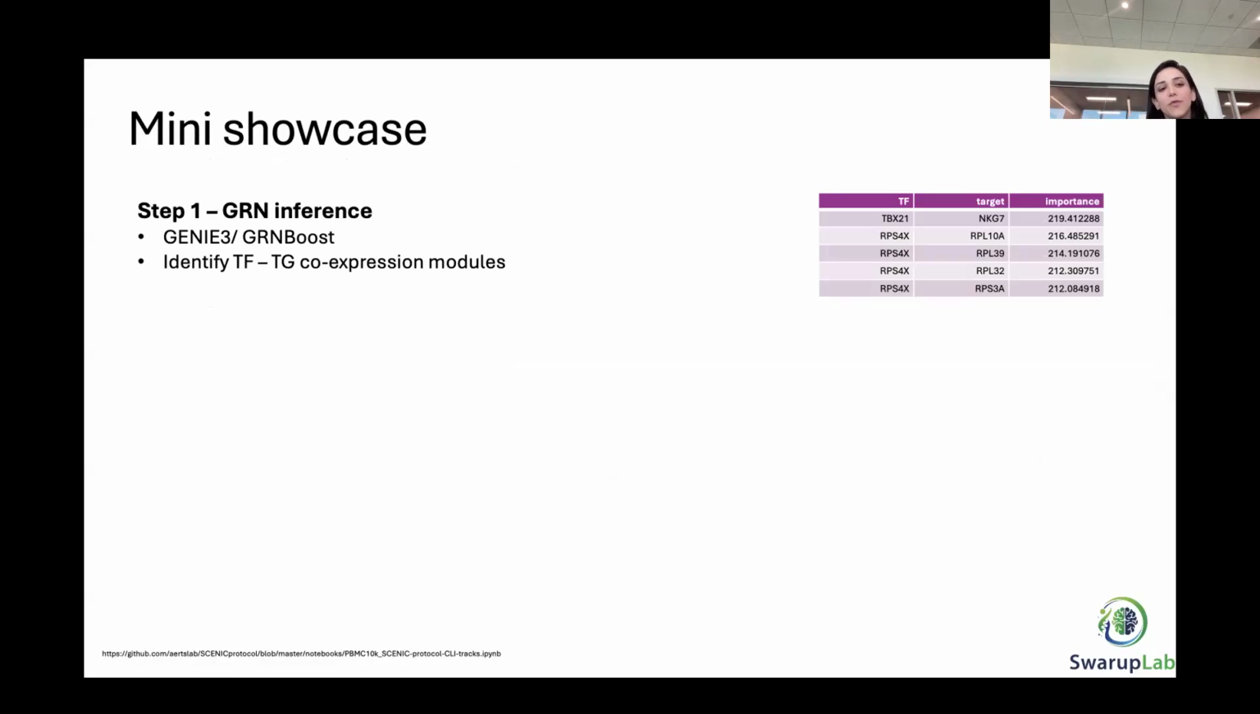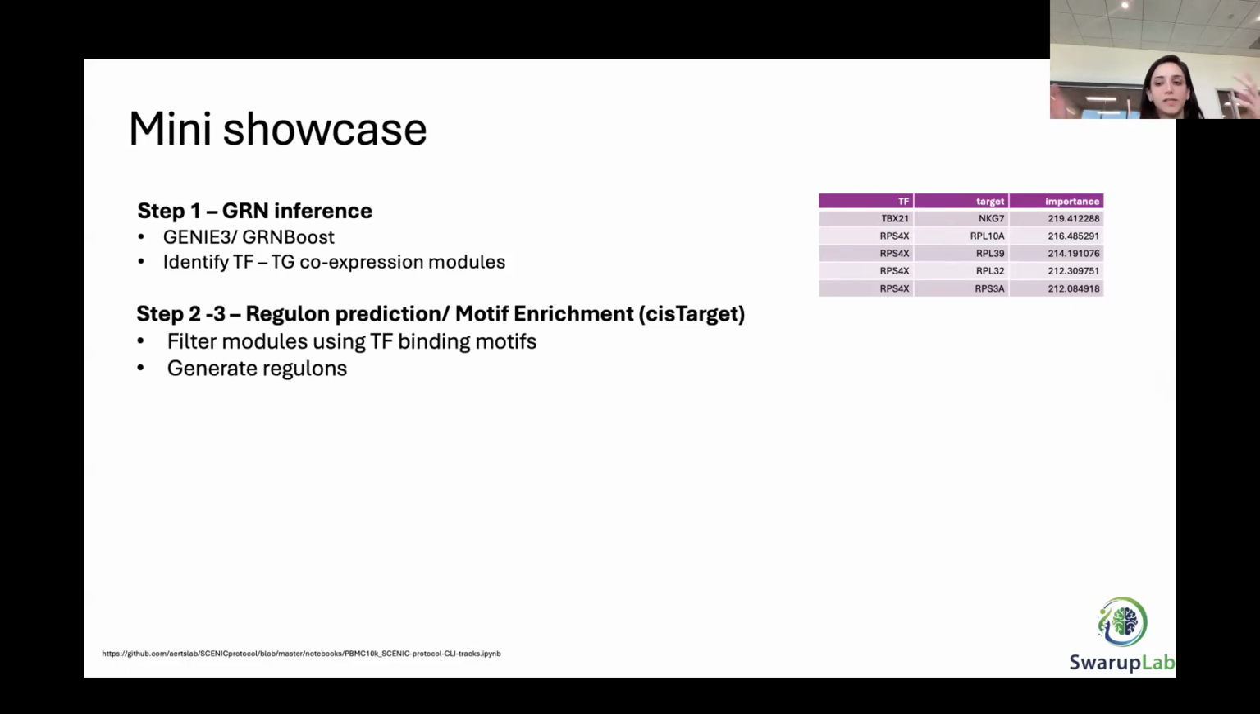Again, now I'm just showing what you expect to get at the end of running every step. Step 1 was running the default method, which is gradient boost. After you run that, you get this TF-TG co-expression module, which is mainly a candidate list of transcription factor target genes. The importance score is really just showing how effective that transcription factor is in predicting the expression of that target gene. So it's not to be taken as a coefficient. It's more like there is an association between these, and a higher importance score basically means there's a higher chance that this transcription factor is affecting that target gene.